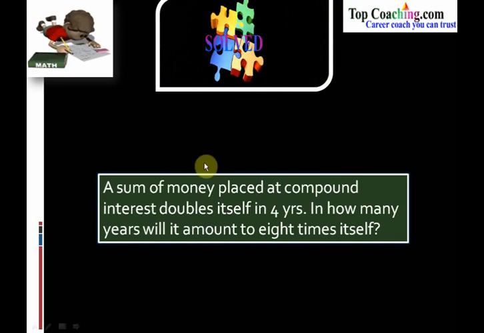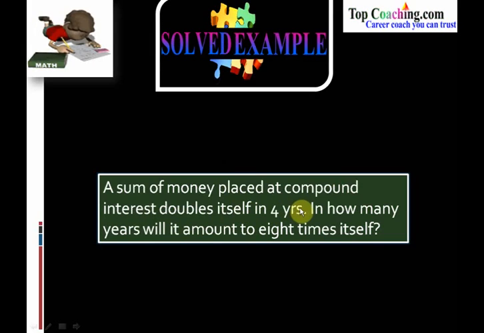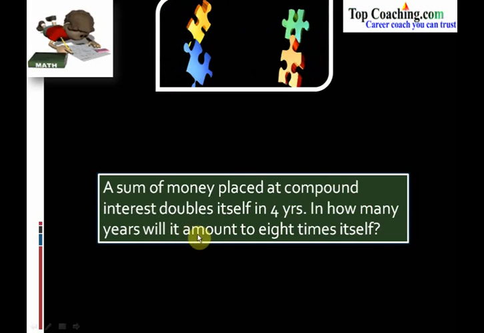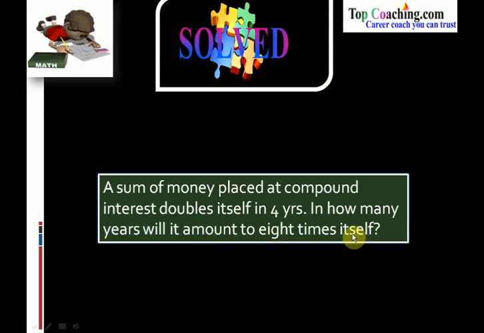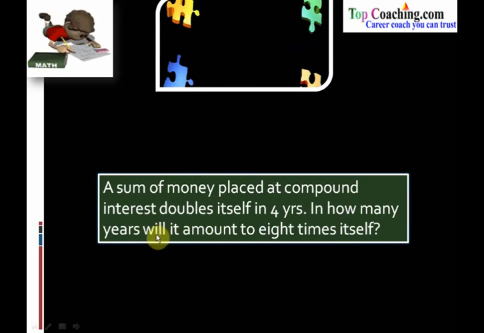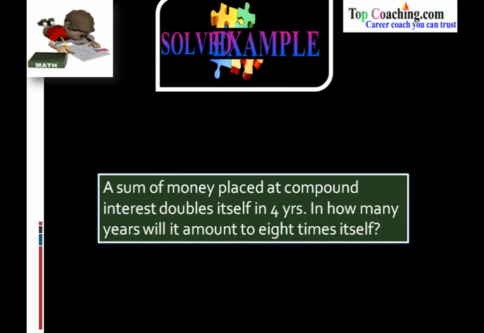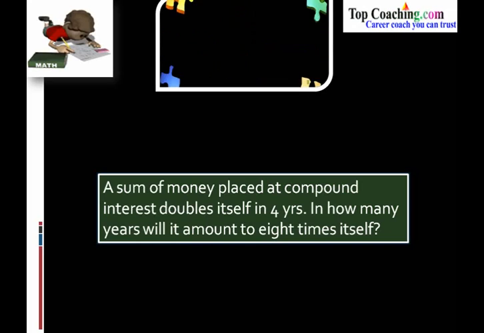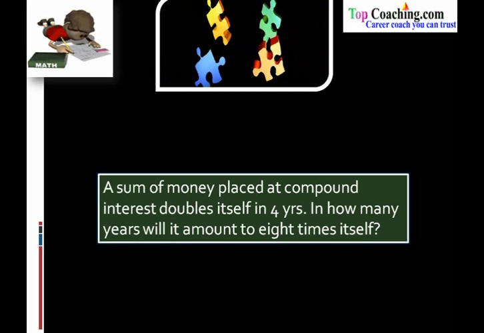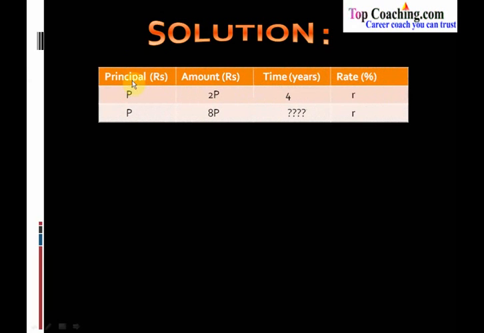The next problem is: a sum of money placed at compound interest doubles itself in 4 years. In how many years will it amount to 8 times itself? So in this problem, we have been given that a sum of money placed at compound interest doubles itself in 4 years. We have to find out in how many years the same will amount to 8 times itself. Now this is a very interesting problem that appears in many of the objective problems. So let's see the solution.